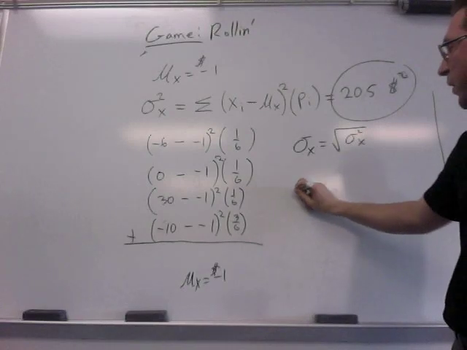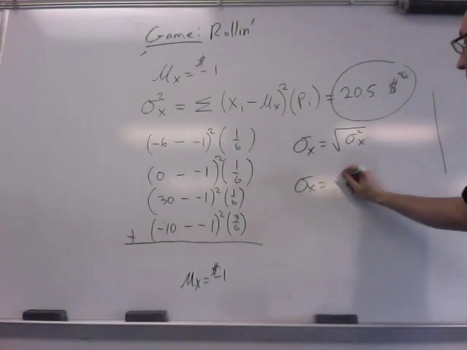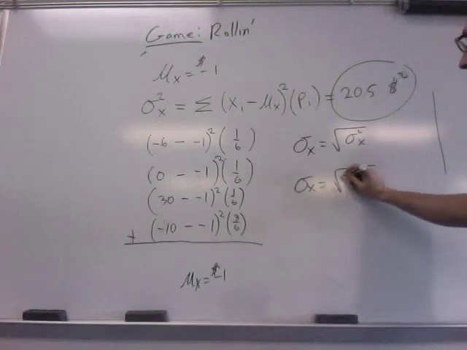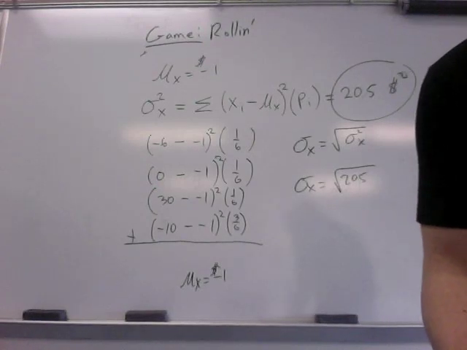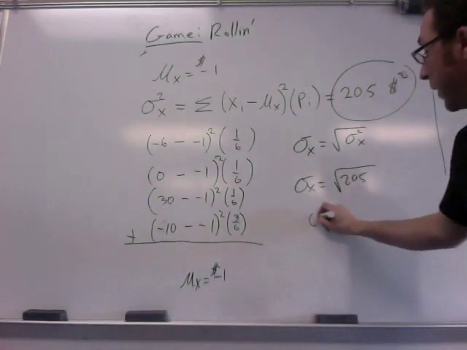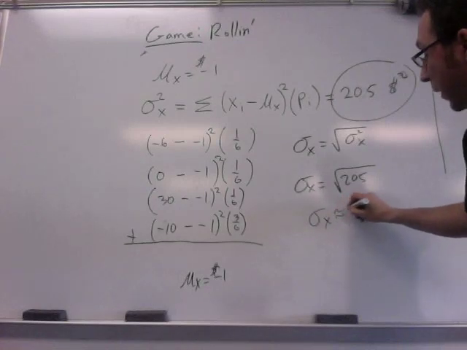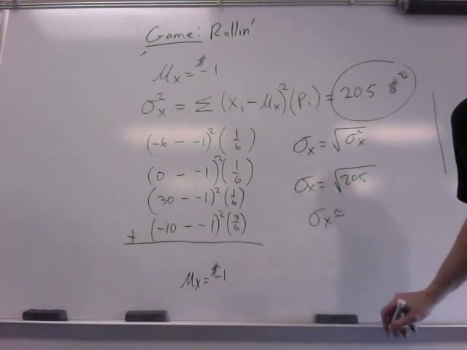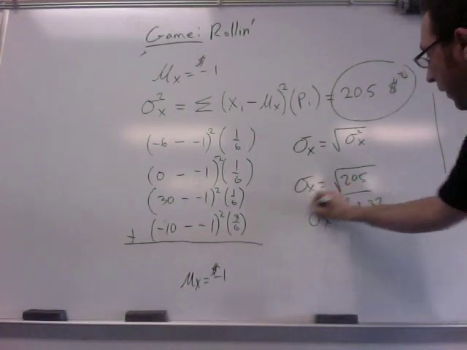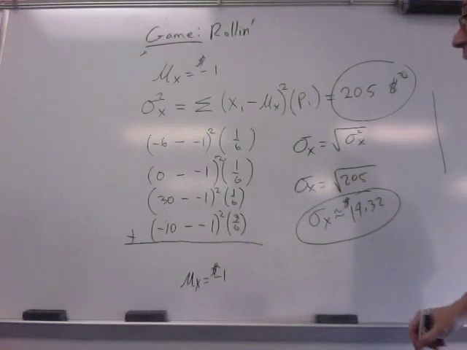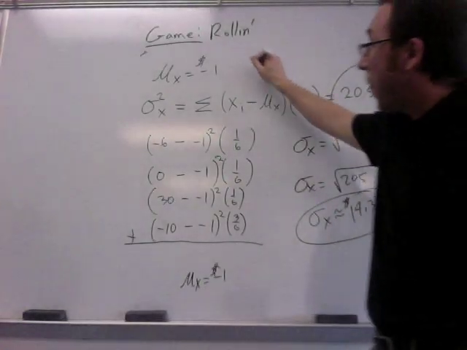So if I want the standard deviation of this event, it would be the square root of $205 squared. And the square root changes the dollars squared into just dollars, and we end up getting that the standard deviation is roughly $14.32.